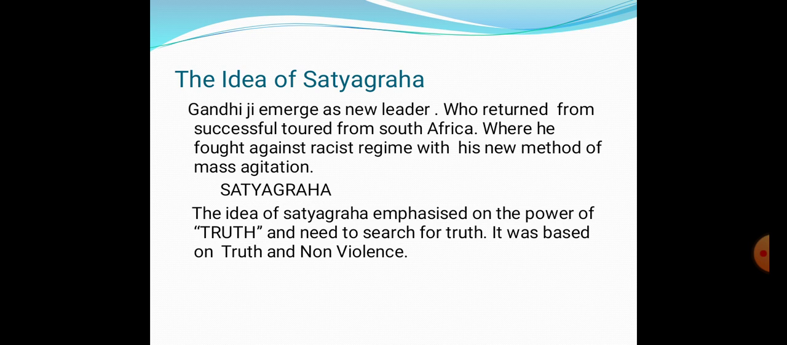Gandhiji emerged as a new leader of Congress who returned from a successful tour of South Africa, where he fought against a racist regime with his new method of mass agitation. The idea of satyagraha emphasized the power of truth and the need to search for truth. It was based on truth and non-violence.